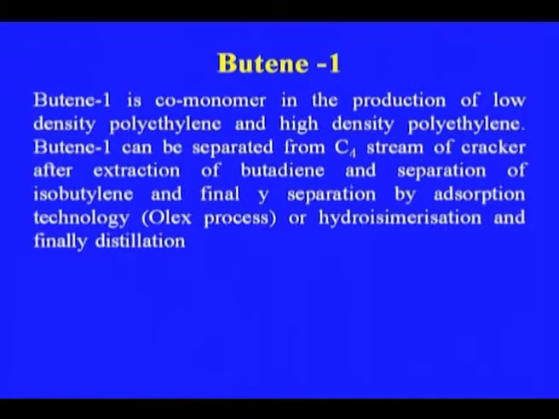As I discussed about the importance, butene 1 is the comonomer in the production of low density polyethylene and high density polyethylene. Butene 1 can be separated from the C4 stream of the cracker after extraction of the butadiene and separation of the isobutylene. The remaining fraction of the C4 stream will be used for the separation of the butene 1.